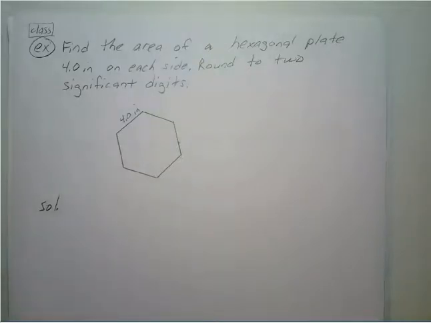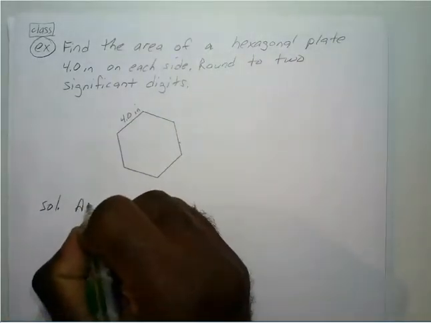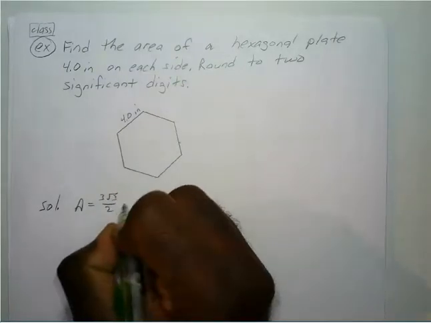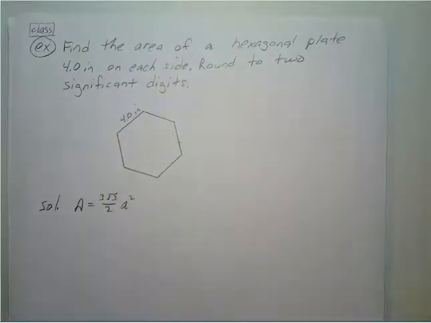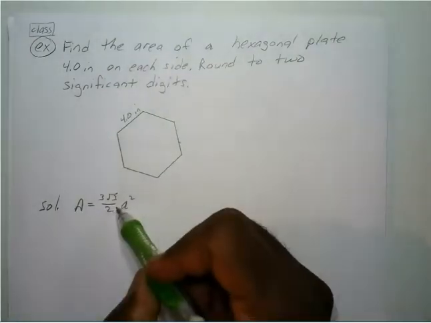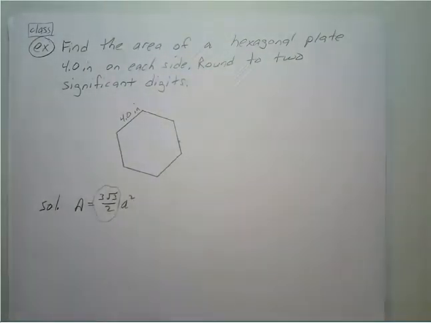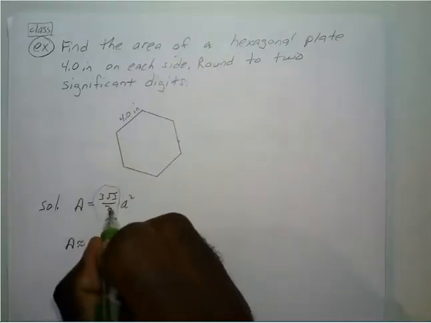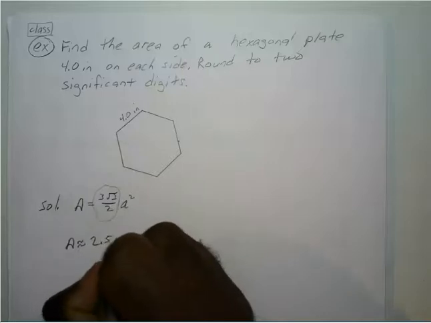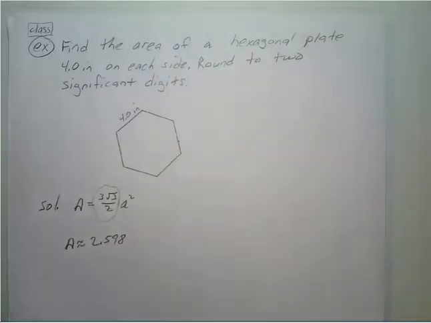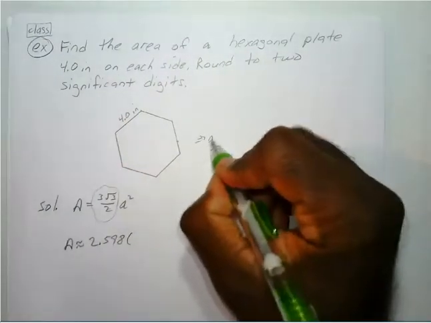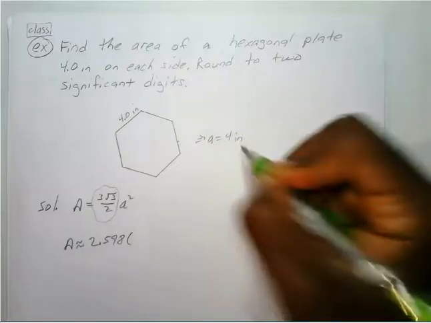All right, so I'm assuming you've pressed pause and tried this one on your own. We know that the area of a hexagon is equal to 3 square root of 3 over 2 times a squared. So what if we plugged this into the calculator? We'll get the area is approximately equal to 2.598 times a squared. We know in this case, a is equal to 4.0.